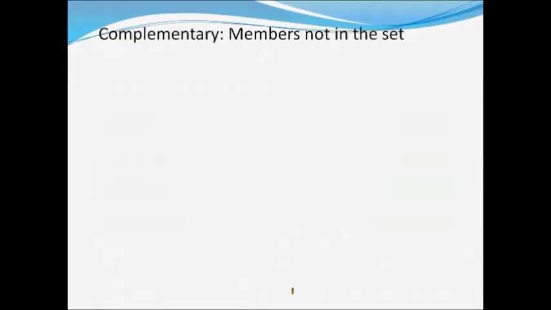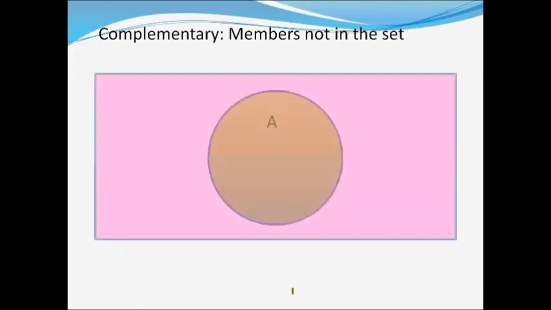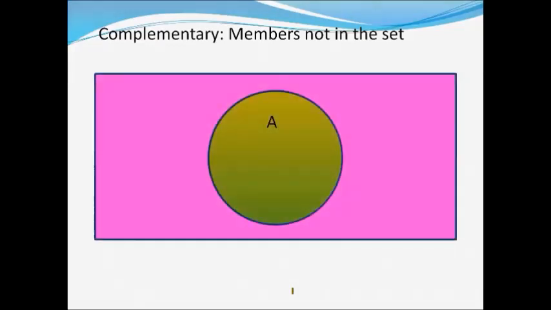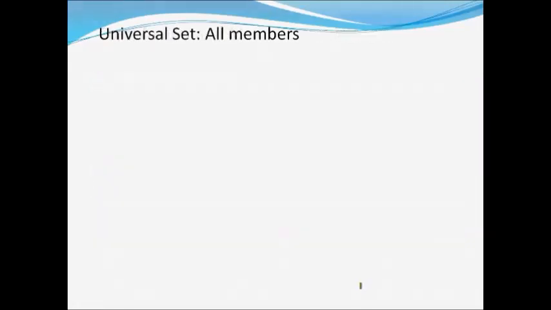Next is complement. When you say complement, it means members that are not in the set. So this is the complement, as you can see here. Next is the universal set, which means all members. This is the symbol for the universal set. This is different from union, don't forget.